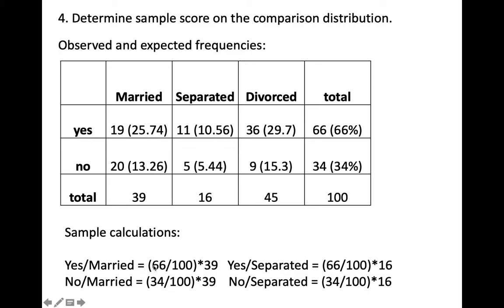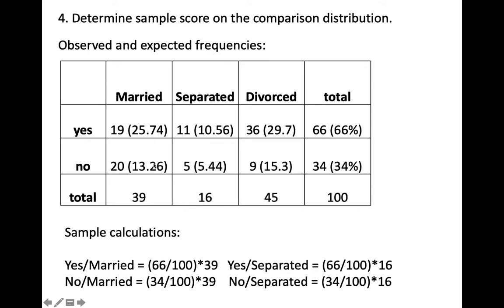So I didn't do all 6 calculations, but I gave you 4 to get a sense of where the numbers are coming from. To get the expected frequency for the number of people that should be here that had children but stayed married, we see that there were 66 couples that had kids, 34 that didn't, so 100 total. And we also see that 39 people stayed married, 16 separated, and 45 divorced.